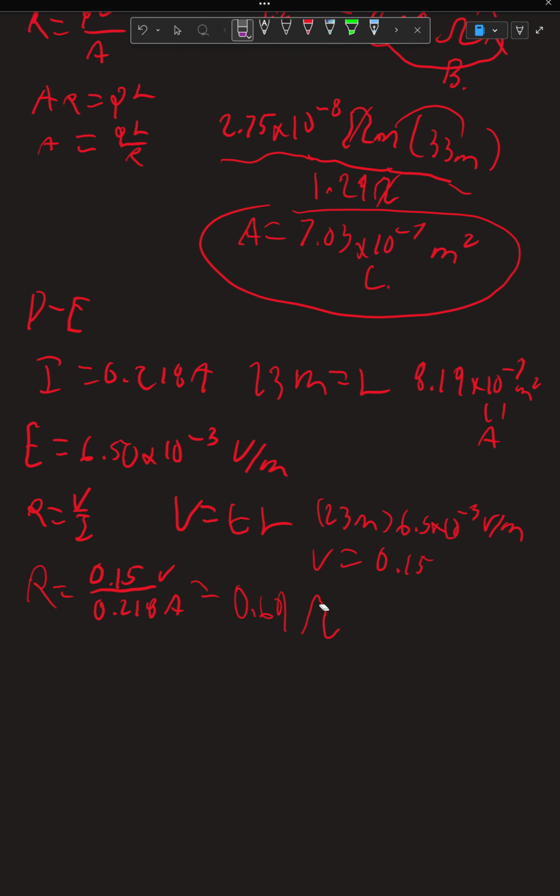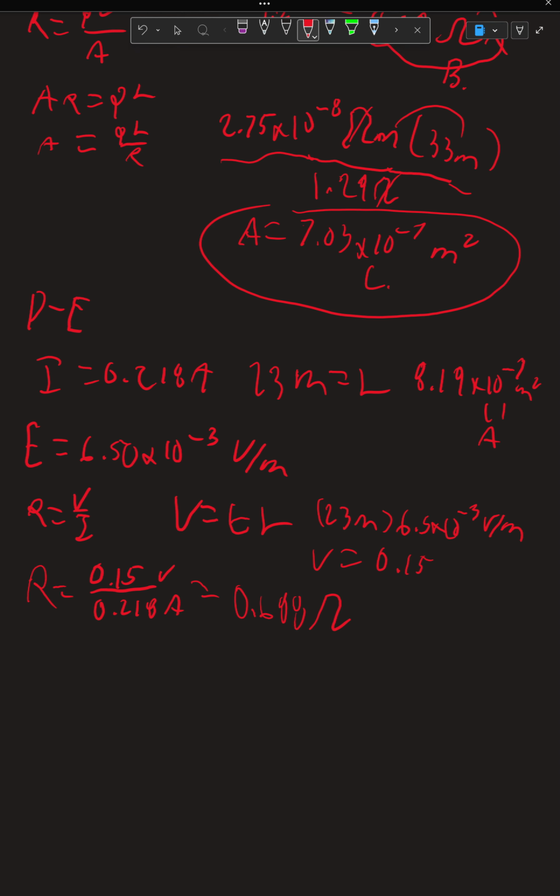Or more accurately, 0.688. So like that. And yep, that's the resistance. Ohms right here. 0.688 ohms. What is the resistivity of the material of which the wire is made?